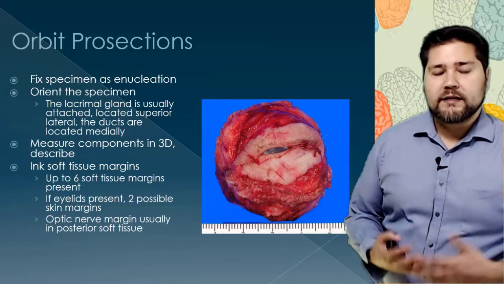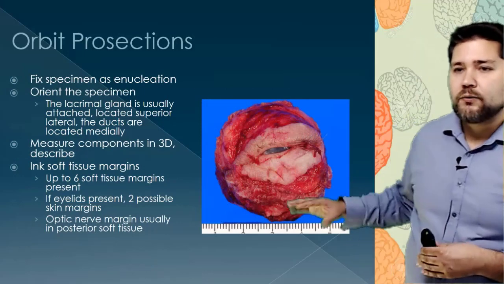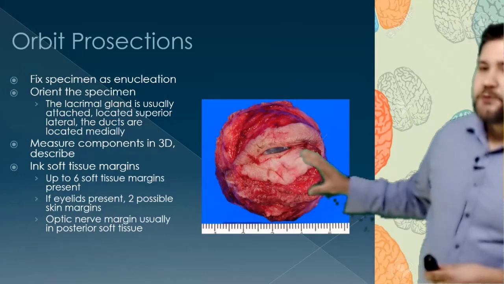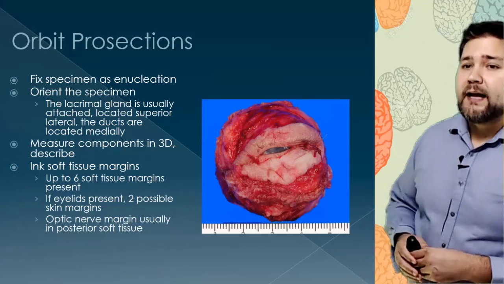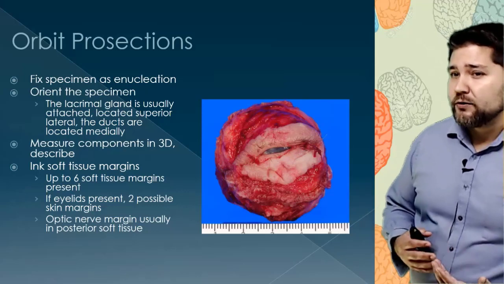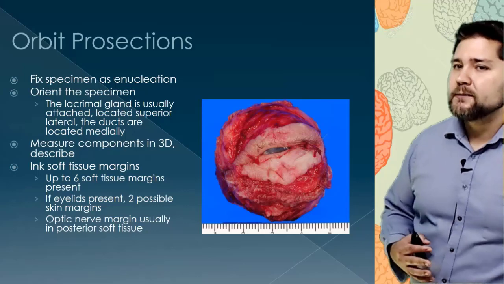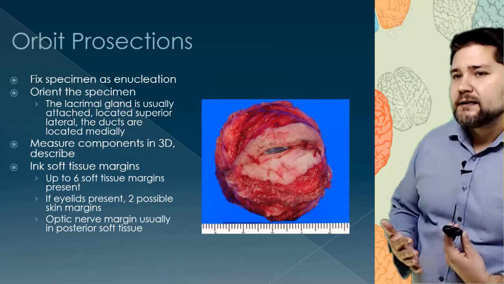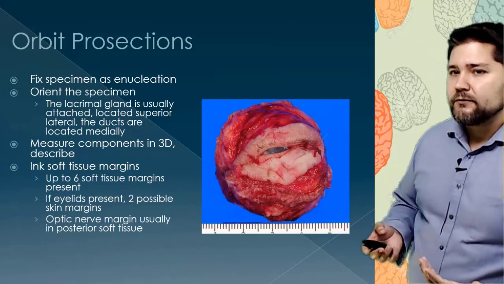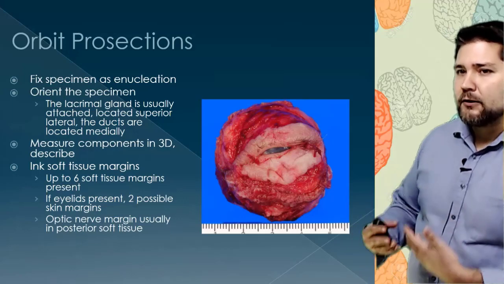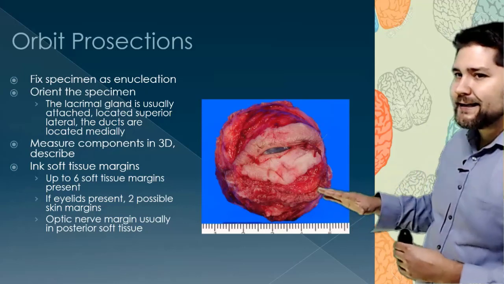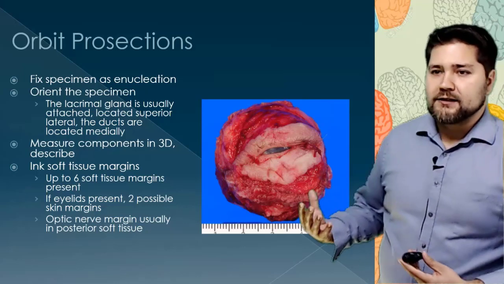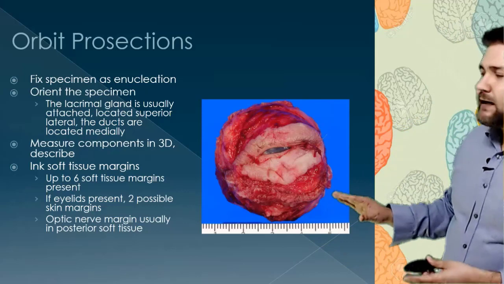So as promised, we can take a look at orbit prosections. And what you notice with the orbit prosection is we have skin and soft tissue attached. And in this specimen, now we have a lot more margins, a lot more things to be mindful of, a lot more relationships to keep track of. And so that's why I say these specimens, which are often referred to as composite specimens when they contain multiple parts, are a little more complicated. And eventually you'll get to a point where this makes sense, and you really want to start thinking about these in 3D. But let's just go through the basics here.